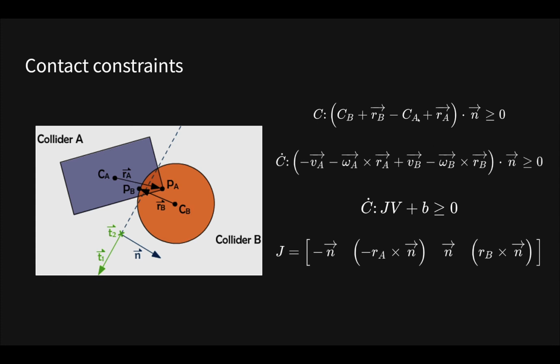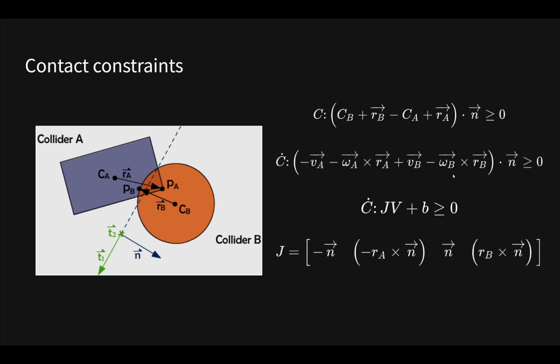And here we get the... so for the centers of the objects, if you take the derivative with respect to time, you should get the velocities. And for the r's, you take the derivative, you get the angular velocity cross product with the distance, or the r. And so you get this whole expression here. And this is the equivalent velocity constraint.